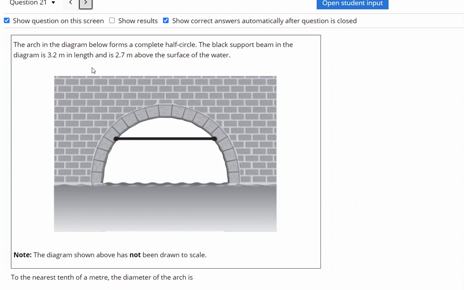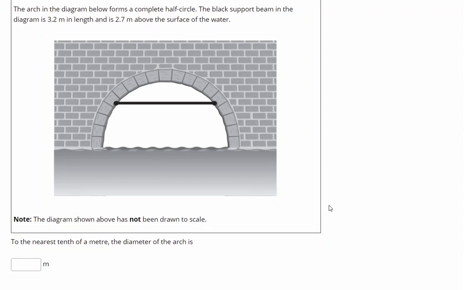The arch in the diagram below forms a complete half circle. The black support beam in the diagram is 3.2 meters in length and is 2.7 meters above the surface of the water, right? So this is half of a circle, and the center of the circle would be right here. They didn't fill in all the lines that we just had, so it might be up to you to draw the lines where you think they might go.